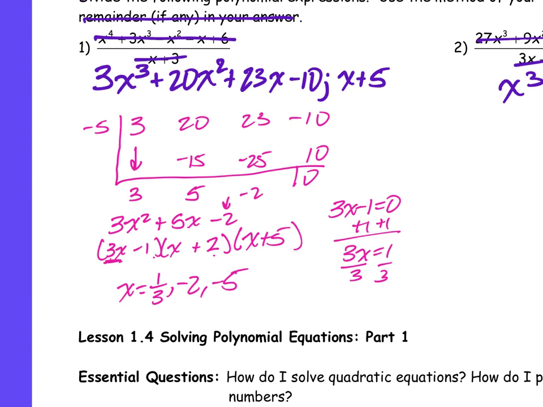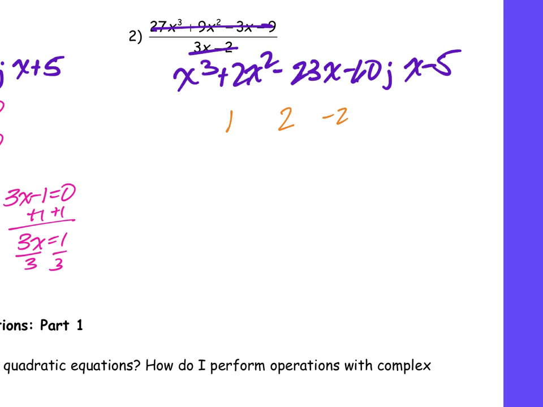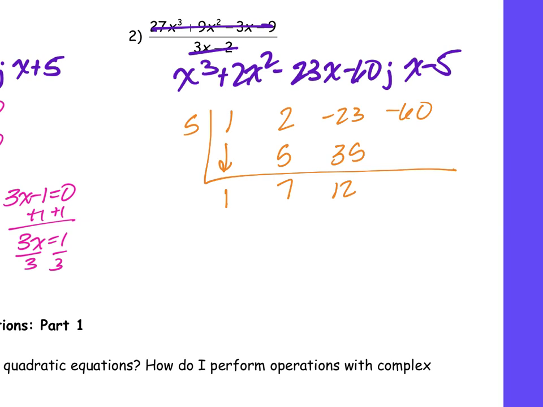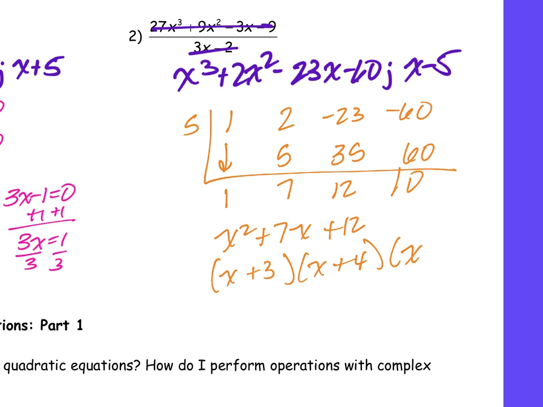So the next one, 1, 2, negative 23, and negative 60. And then it's 5, drop down the 1, 5, 7, 35, 12, 60, 0. X squared plus 7x plus 12. So now this one, because it's positive 12, is going to be x plus 3 and x plus 4. And then x minus 5. So x is going to equal negative 3, negative 4, and positive 5. Okay.